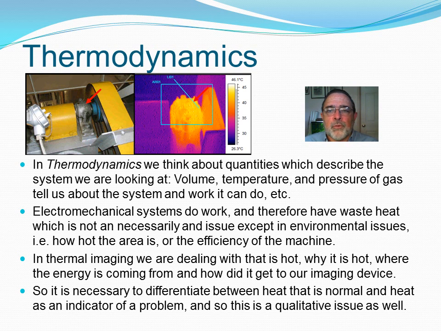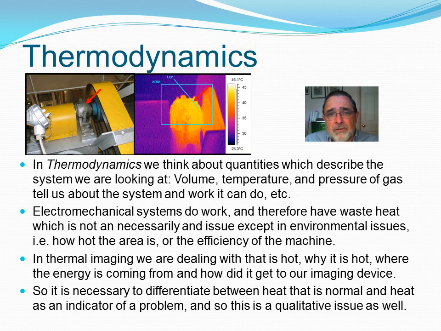In thermodynamics, we think about quantities, which describe the system we're looking at. Volume, temperature, the pressure of gas, tell us about the system and the work it can do, etc. Electromechanical systems do work and therefore have waste heat, which is not necessarily an issue, except it might be an environmental issue, that is, how hot the area is, or the efficiency of the machine itself. It could be wasted heat, wasted energy that gets into the environment and needs to be removed, or it might be an inefficiency that the machine is experiencing.